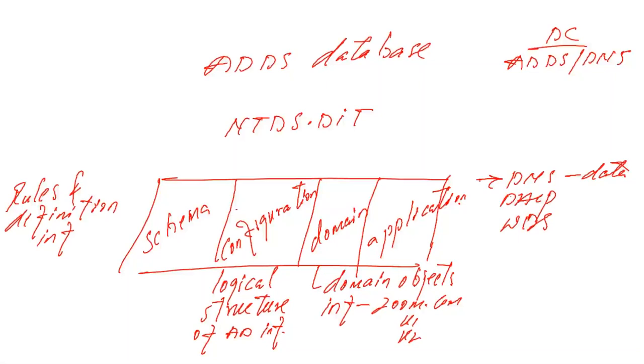So you can see here, schema contains what? Rules and definitions. Configuration partition contains the logical structure of Active Directory. Domain partition contains specific domain objects information. Example, zoom.com, that users and OUs here. And application partition contains integrated services with Active Directory. And you can see here how many partitions we have? 4 partitions. Microsoft has joined these 4 partitions and created one file, and what is that file name? ntds.dit, right? So please write down one point there.